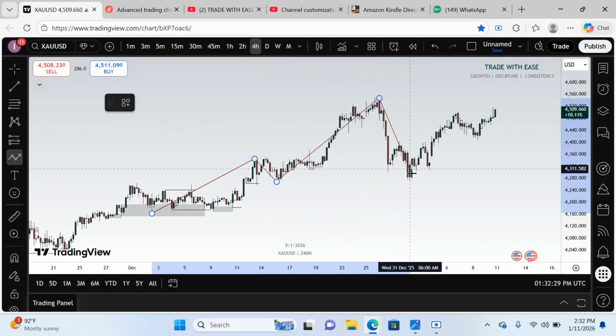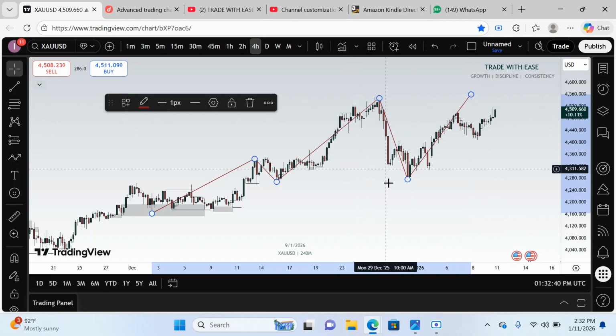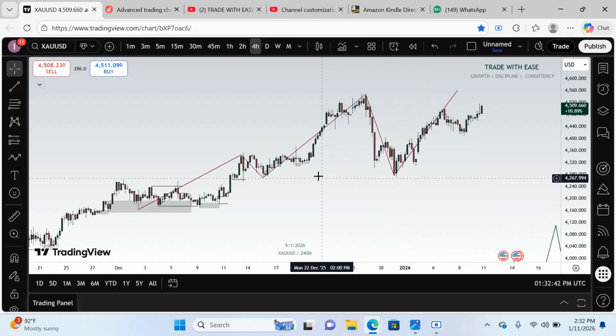So price is now what? Retracing it. Now we have another low. And where is our target now? One target here, right? One target that high, because that high is meant to be what? A weak high. Why did I say it is meant to be a weak high?